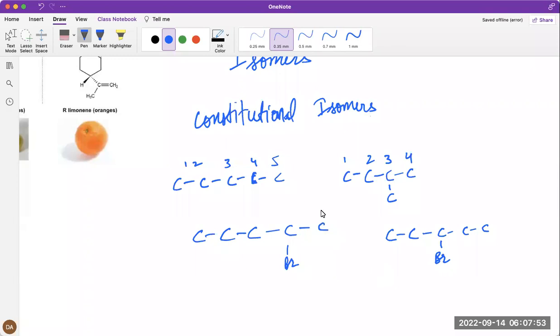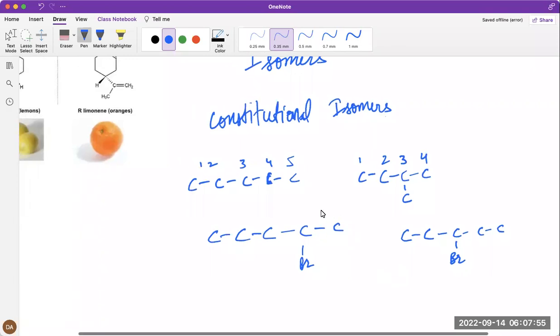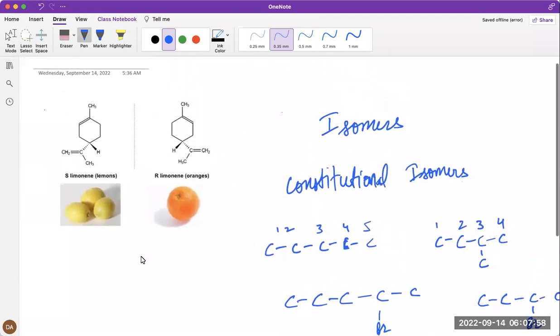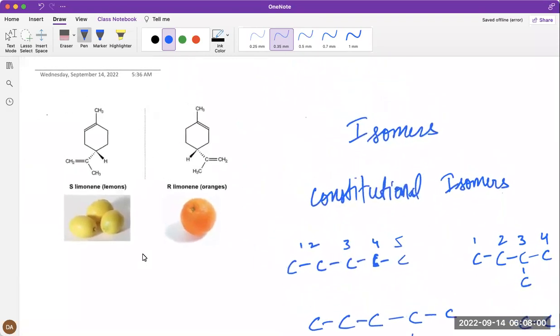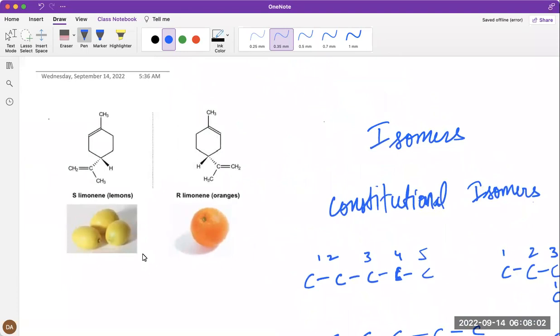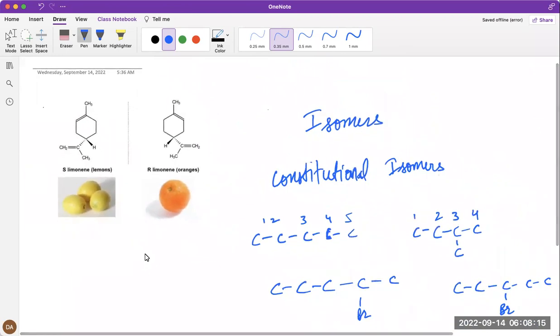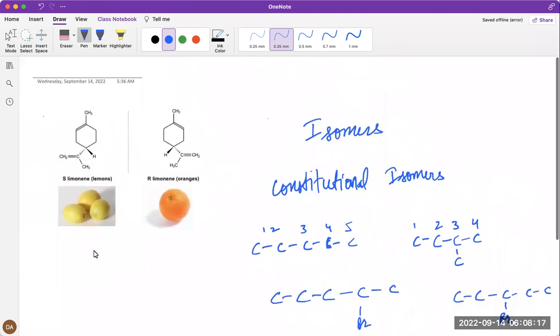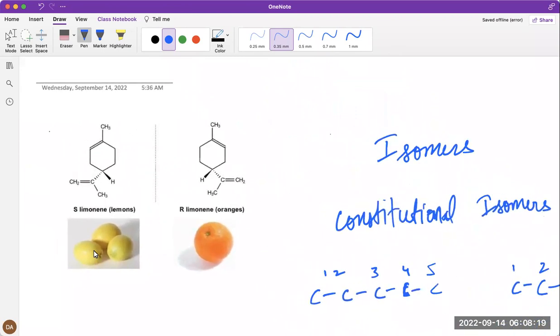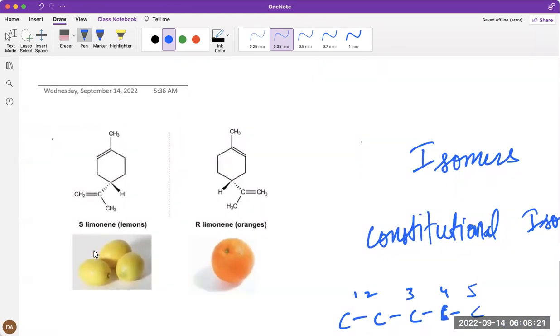This is what we have learned before already. Today we're going to be learning more sophisticated isomers. What happens here is that the way the molecule is structured, in the sense of how the attachments are connected, is going to be the same, but the spatial arrangement of the molecules will be different. So let's take an example.